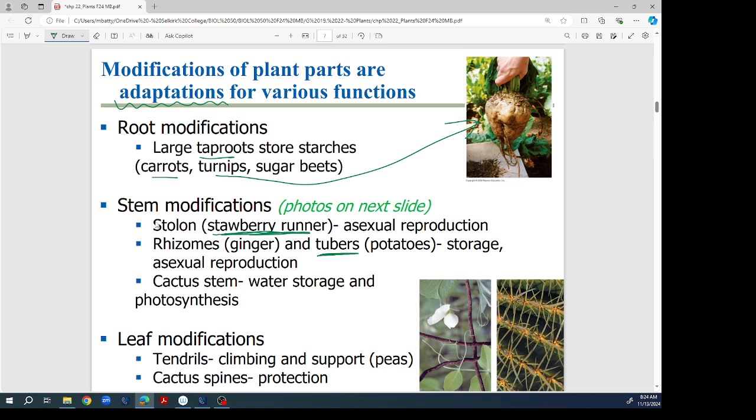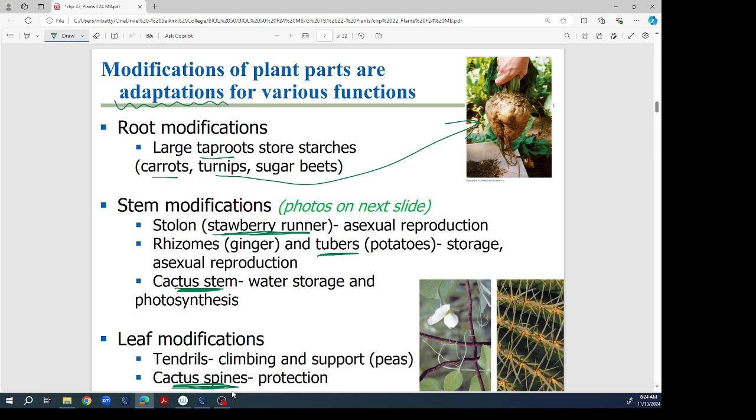I have a strawberry bed that typically overruns its borders all the time, and I have to take the new plants out just to give room for the ones so that they'll reproduce. Cactus stem, again, for water storage, and then also those leaf modifications. So those three organs can have various forms depending on the environments that these plants live in.